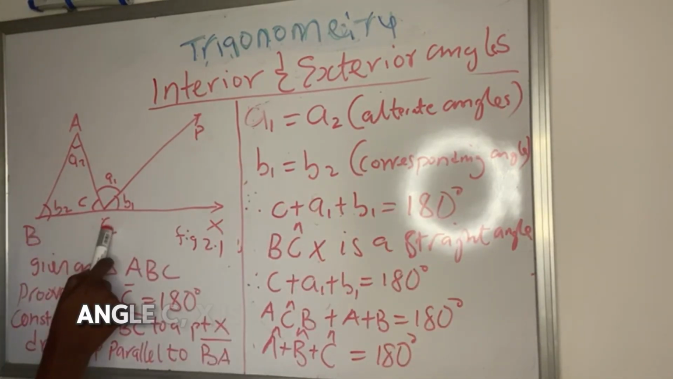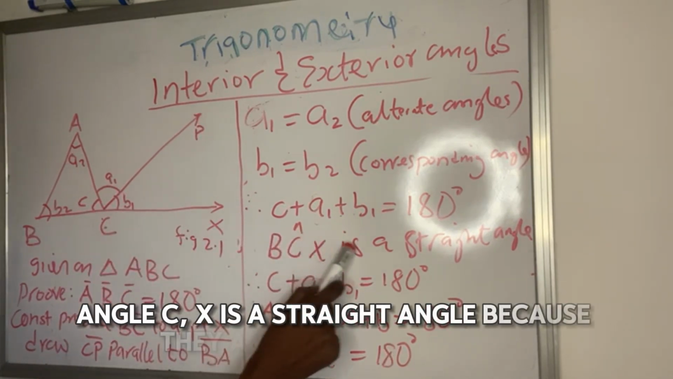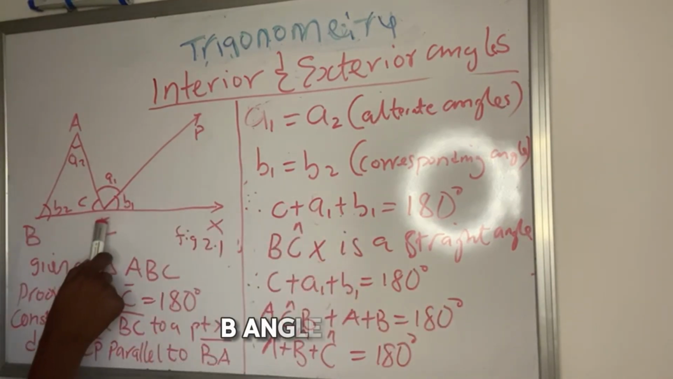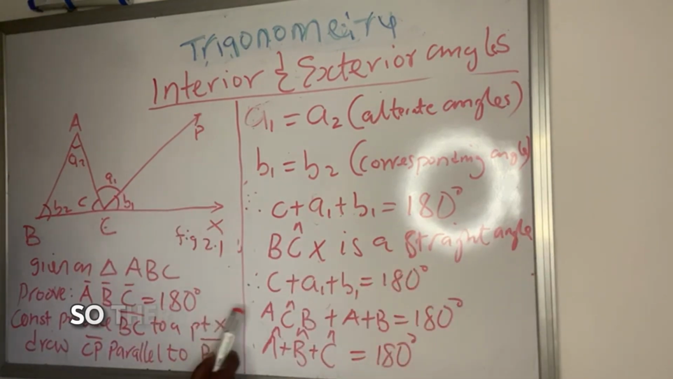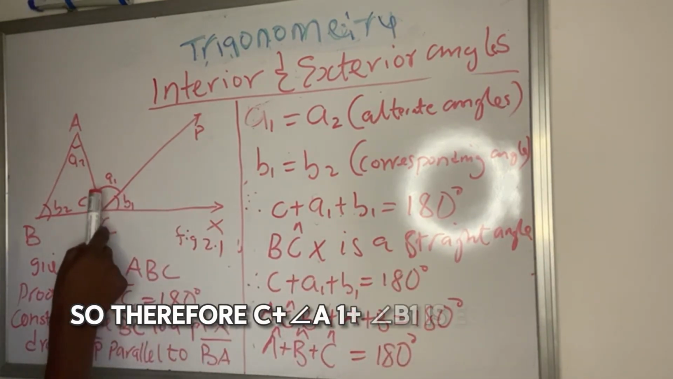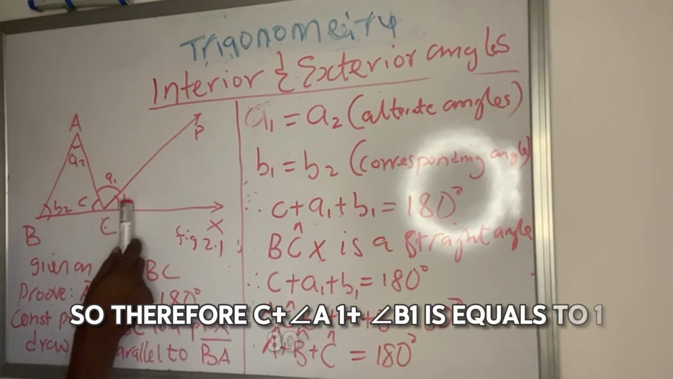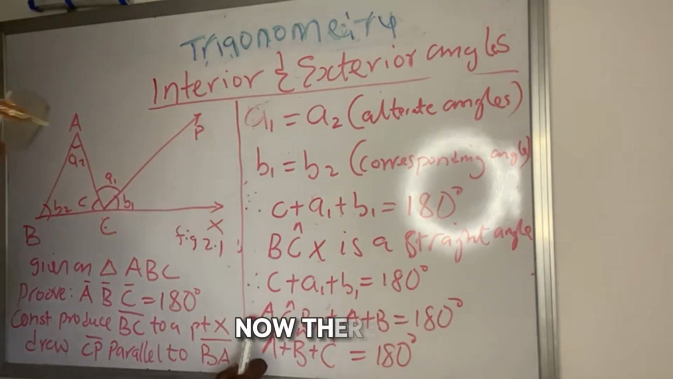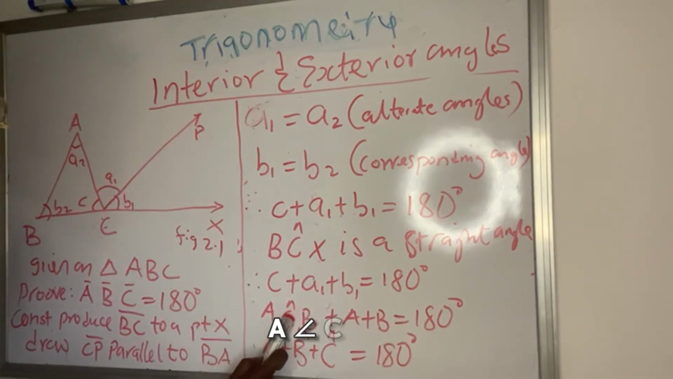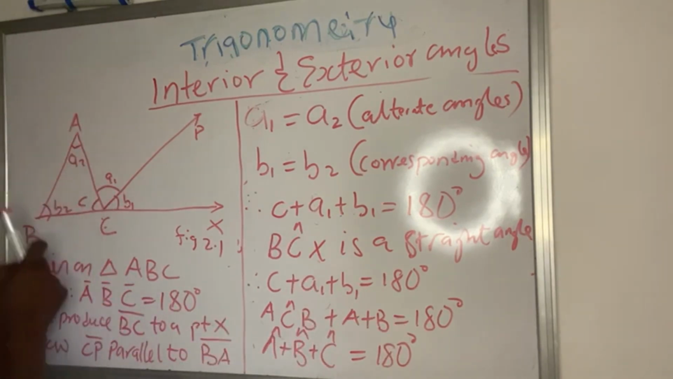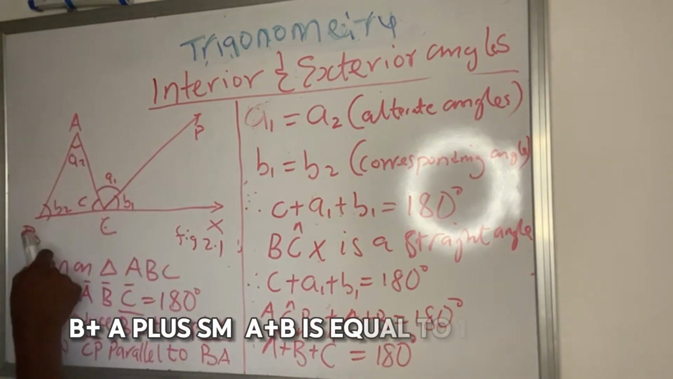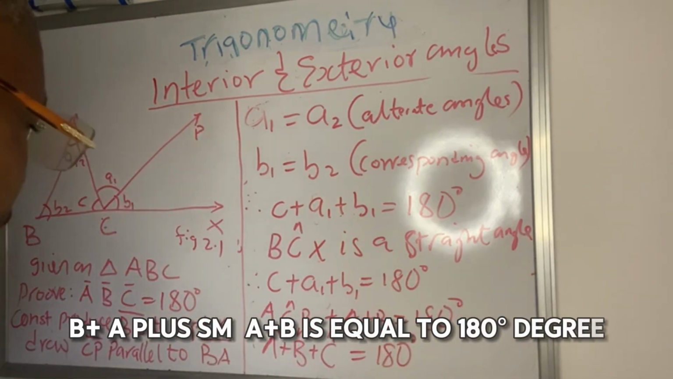Angle BCX is a straight angle because they are in a straight line. Angle BCX is a straight angle. So therefore, angle C plus angle A1 plus angle B1 is equal to 180 degrees. Now, therefore, angle C plus angle A plus angle B is equal to 180 degrees.